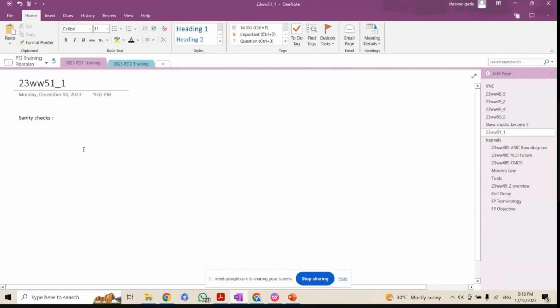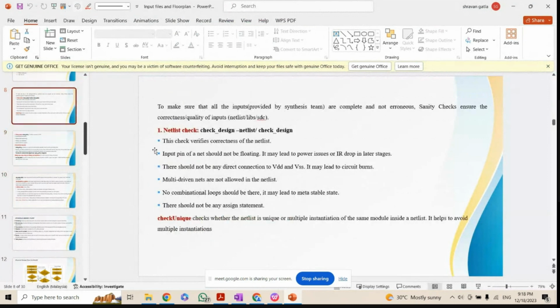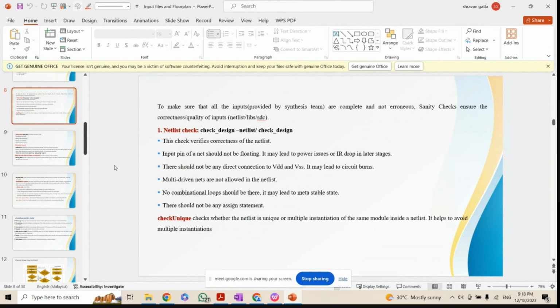Today's topic is the sanity checks. Okay, sanity checks. We are good with all the inputs. We know we got the inputs, and the next step is that we need to sanitize the quality of the inputs. That is what we call sanity checks. Sanity check is nothing but ensuring the correctness or quality of the inputs.